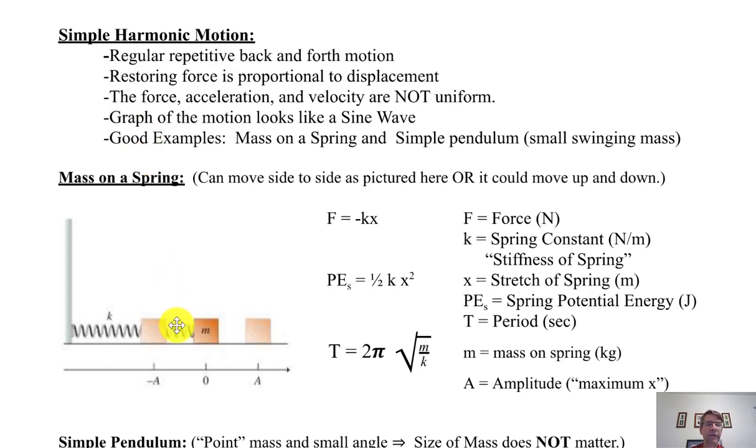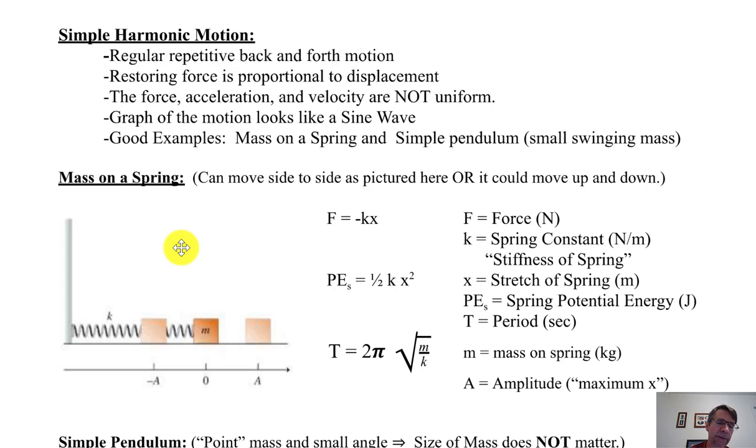If you were to graph this motion, it comes out to be like a sine wave, and that's the connection to waves. The mathematical representation would be the sine wave with amplitude and period and frequency, all the same terminology. So the good examples here are mass on a spring and simple pendulum.